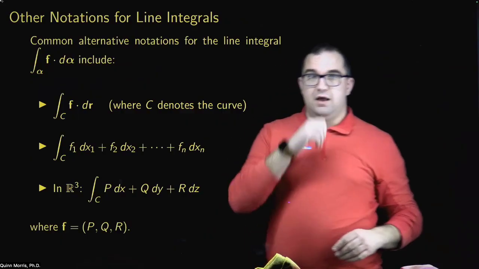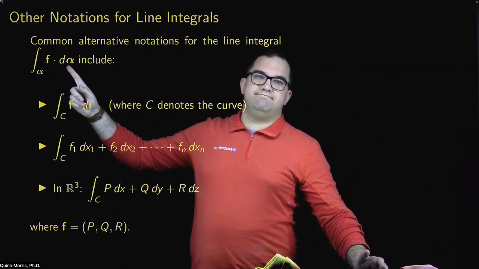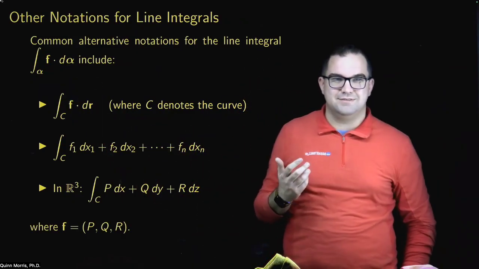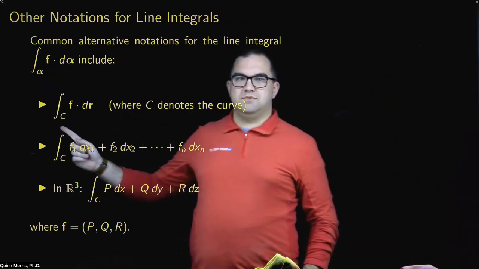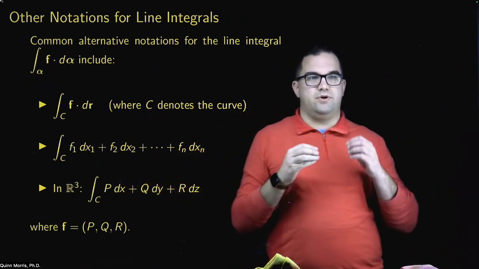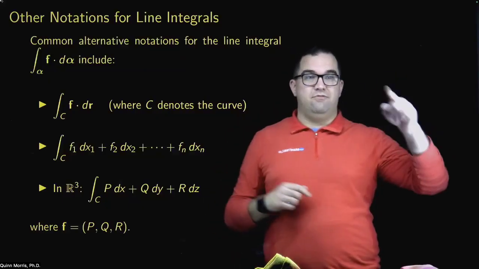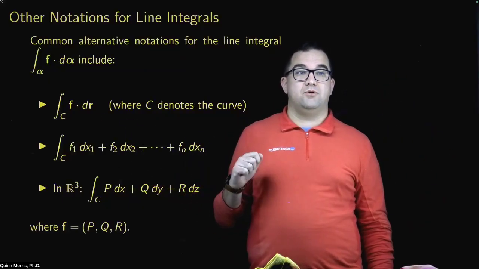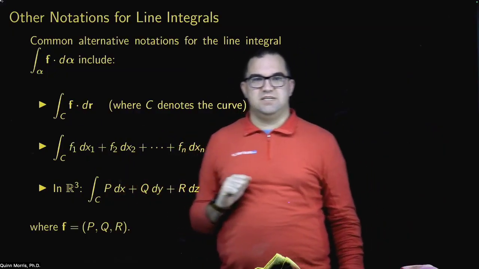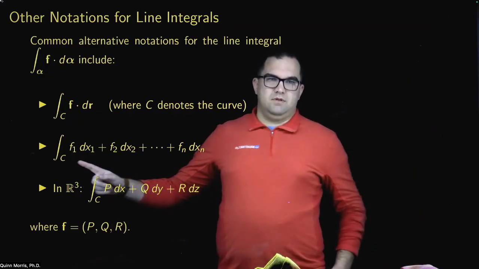Sorry, before we do that, I did just want to mention this notation is common, but there are lots of other common notations. Sometimes folks will use C and R, which helps distinguish between the curve C, that's the graph, and R, which is the parameterization of that curve. So this notation has the advantage that it helps distinguish there.